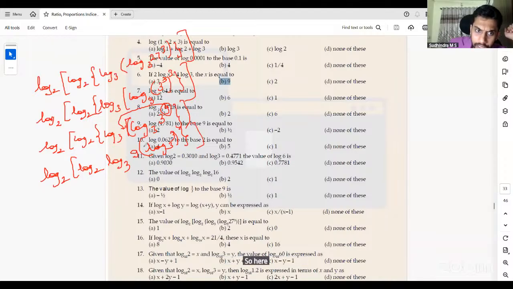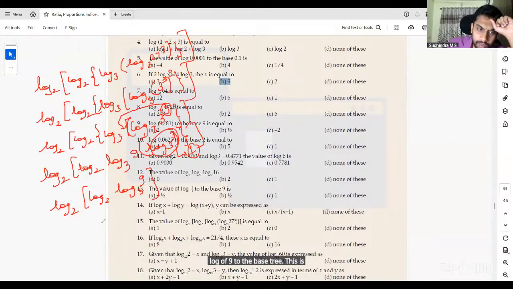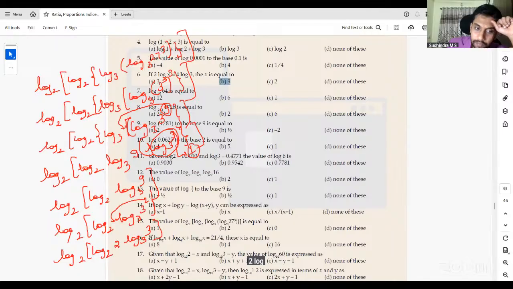So here what happened? What is log 3 to the base 3? 1. So I have log of base 2, log of base 2, log of 9 to the base 3. This is 1. Log of base 2, log of base 2, 9 can be written as 3 square to the base 3. That is log of base 2, log of base 2. This 2 comes out, 2 log 3 to the base 3.